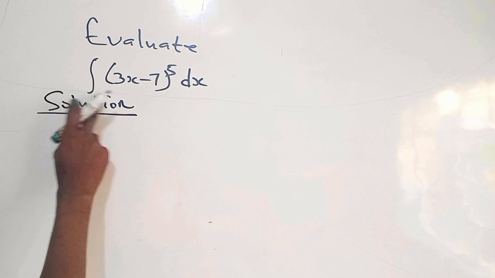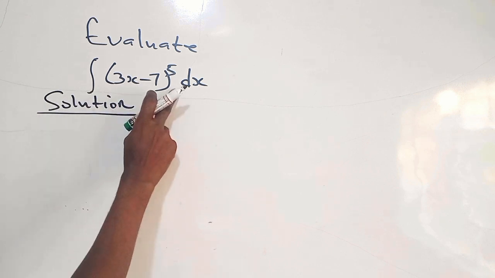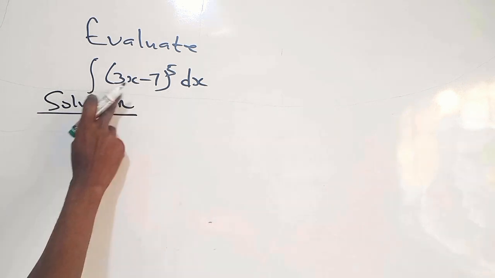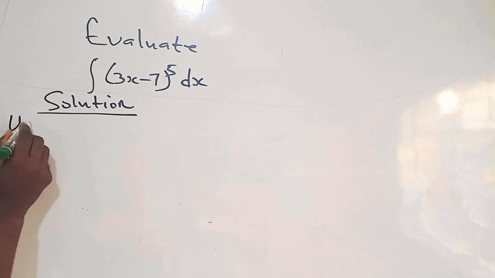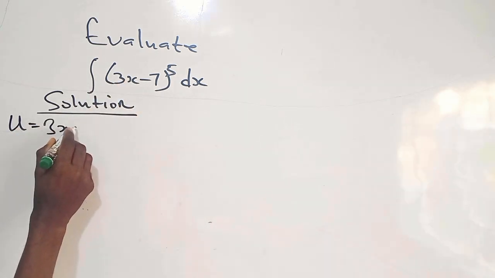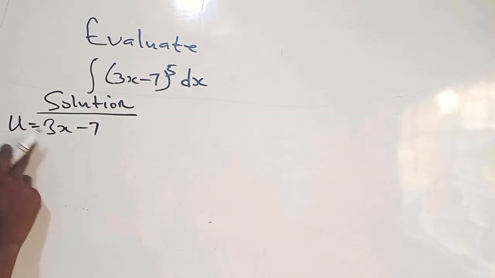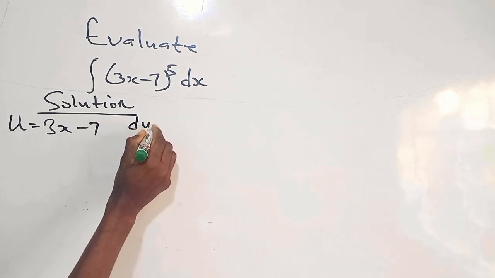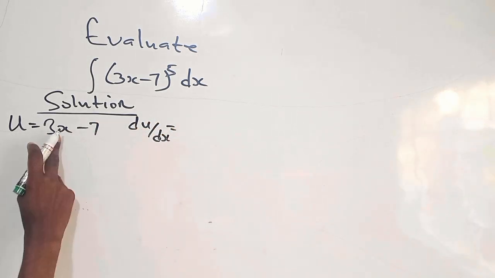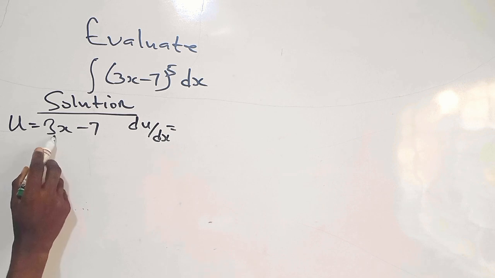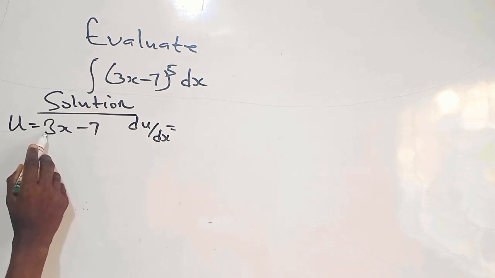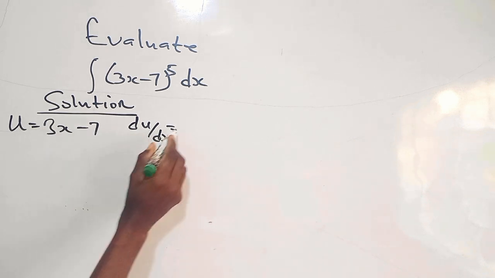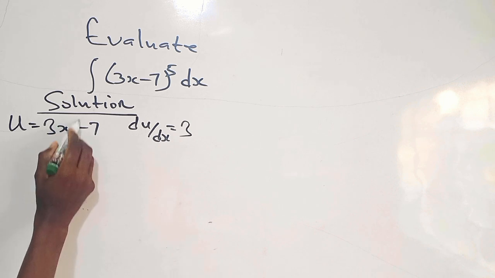So here I have the integral of (3x minus 7) raised to power 5 dx. Here I can assume letter u stands for 3x minus 7. So I'll differentiate this with respect to x. I have du/dx equals, so when I differentiate this, the power here is 1. I multiply this with 1, that is 3. From 1 you subtract 1, that is 0.